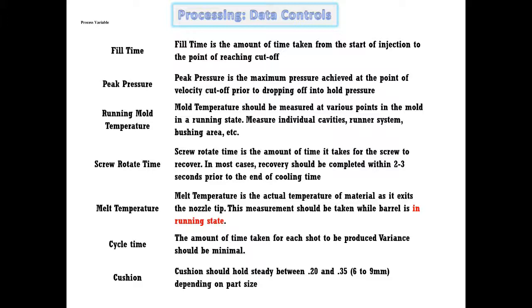And then we also need to monitor cushion, which in most cases holds steady between 0.20 and 0.35, which would be 6 to 9 millimeters. But on larger parts, 500-ton press and bigger, you might see bigger cushions.